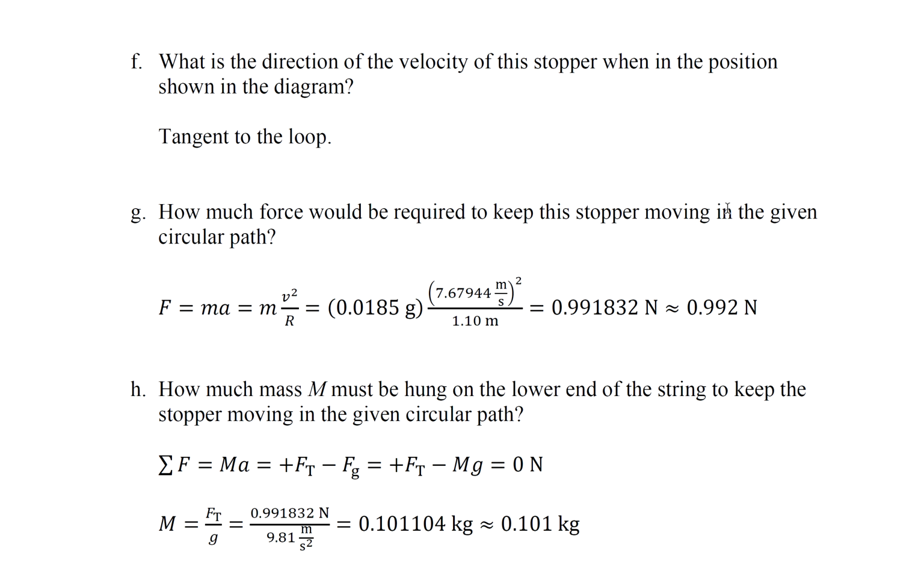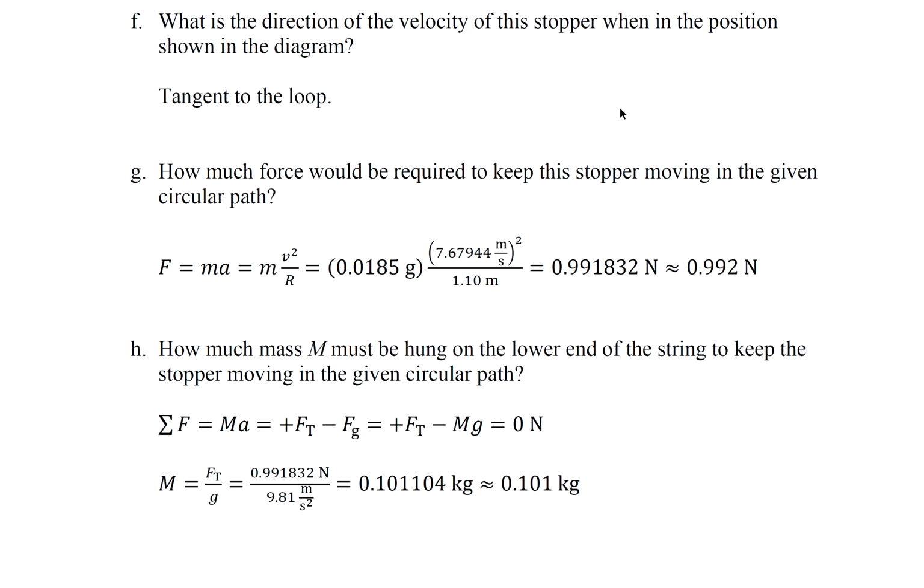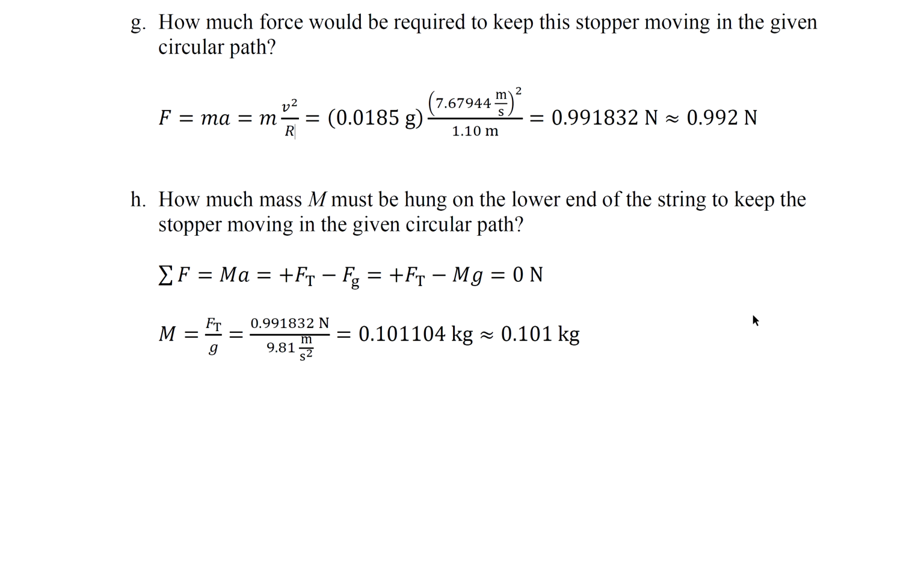Part G, how much force will be required to keep the stopper moving in the given circular path? F is going to be equal to ma. A is v squared over r in circular motion. Part H, how much mass must be hung on the lower end of the string to keep the stopper moving in the given circular path?